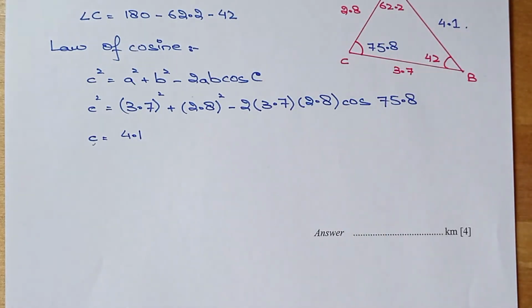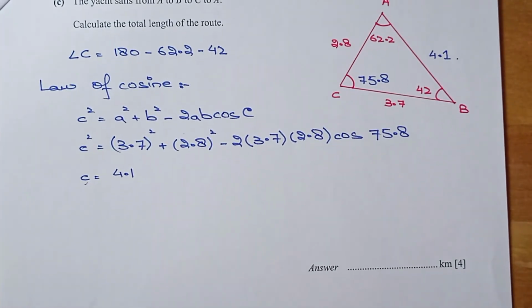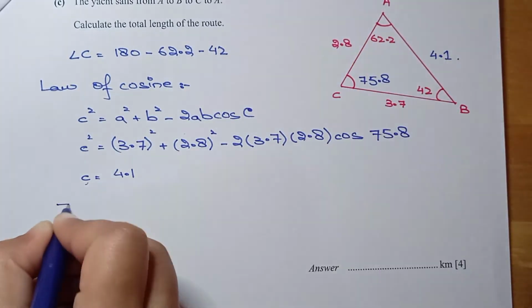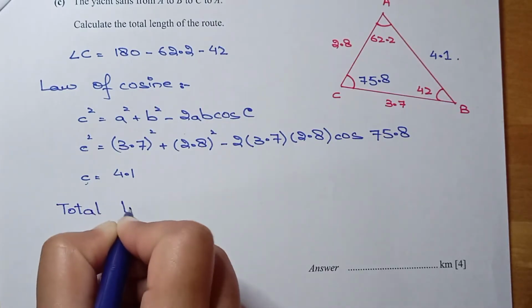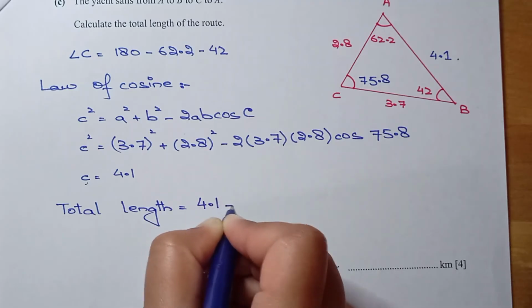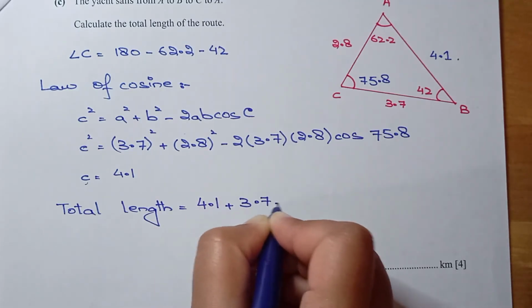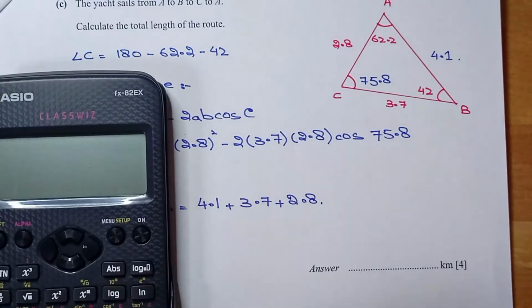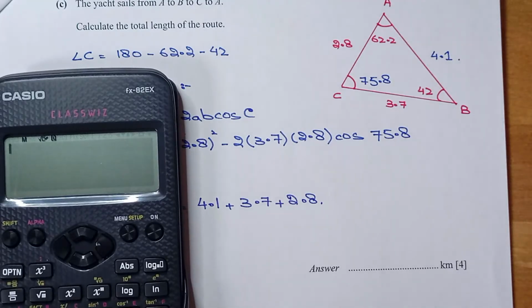Okay, now we need to find the total length of the route. For the total length, it means we need to add all of them: from A to B, B to C, and C to A. So we can say the total length is the sum of AB, that is 4.1, BC 3.7, and CA, that is 2.8. So the total length is 4.1, 3.7, and 2.8: 10.6 kilometers.